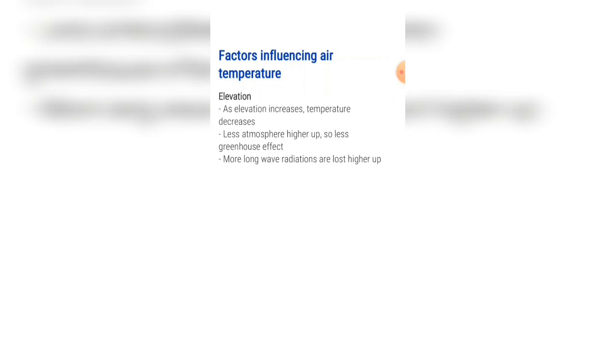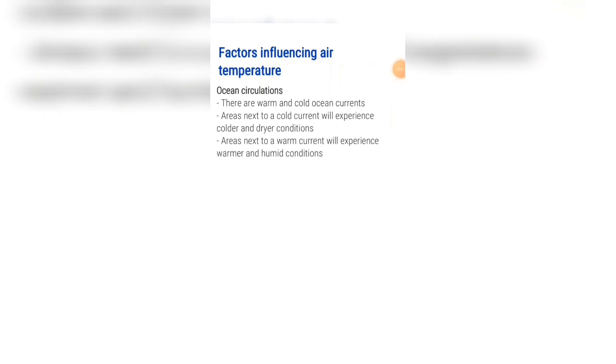Remember, this is in most cases, but there is an exception, and this is called inversion. Check out the video Valley Climates Part 2 to learn more about that. Less atmosphere higher up, so there is less greenhouse effect, and more long-wave radiations are lost higher up due to the atmosphere being thinner. Fifth factor is ocean circulations.